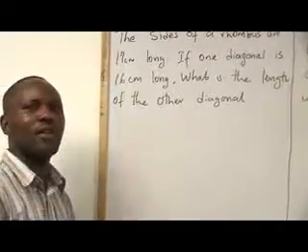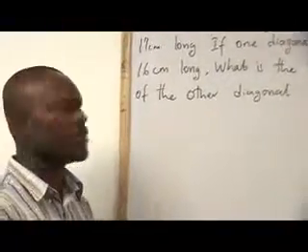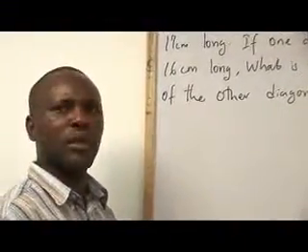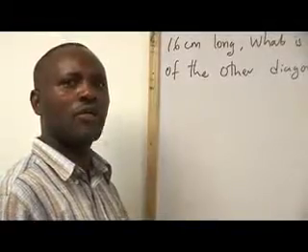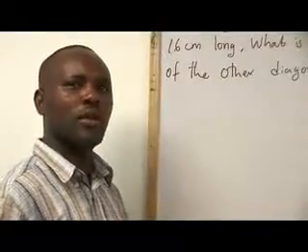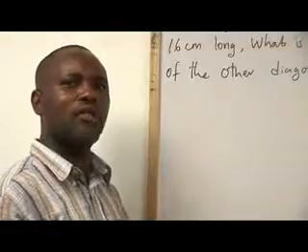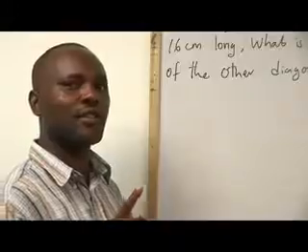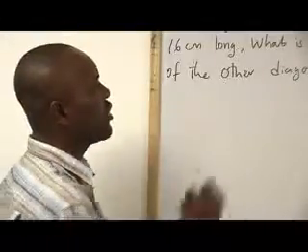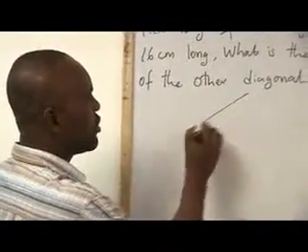First and foremost, we should ask ourselves, what's a rhombus? A rhombus is a four-sided shape that has all sides equal. And again, the diagonals of a rhombus bisect each other at 90 degrees. Very important point. I pick my rhombus.